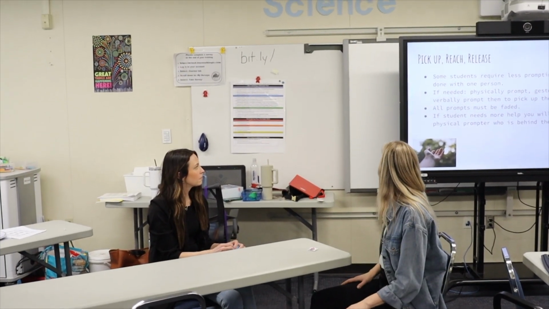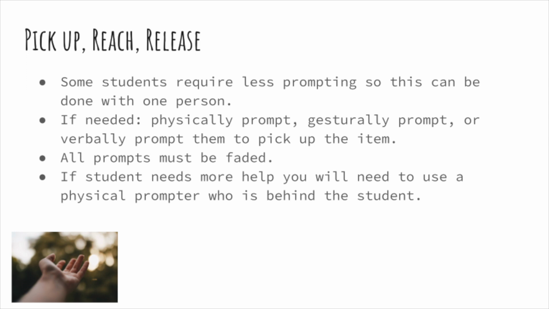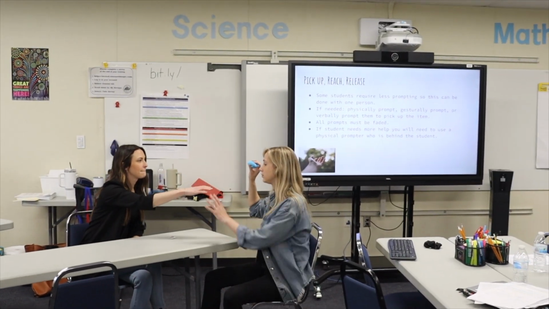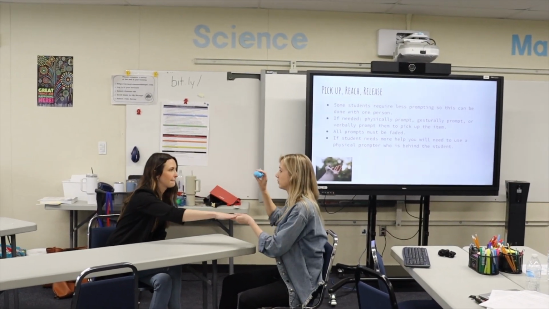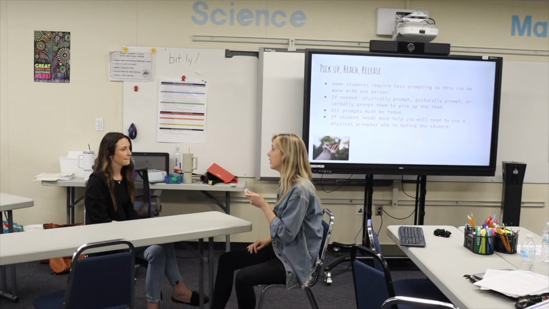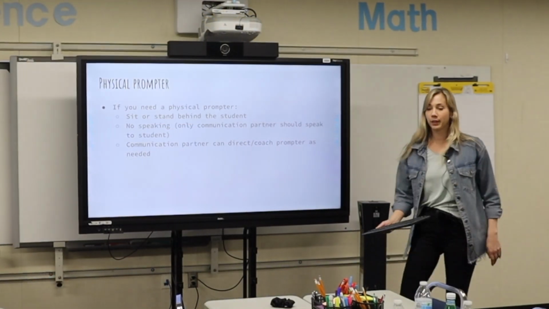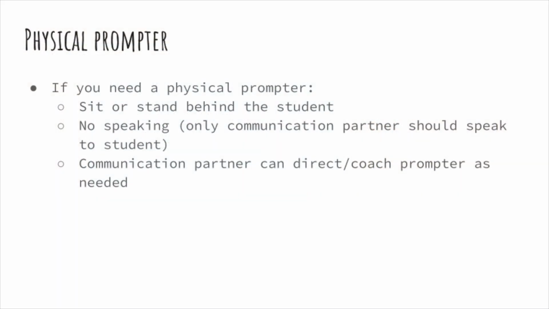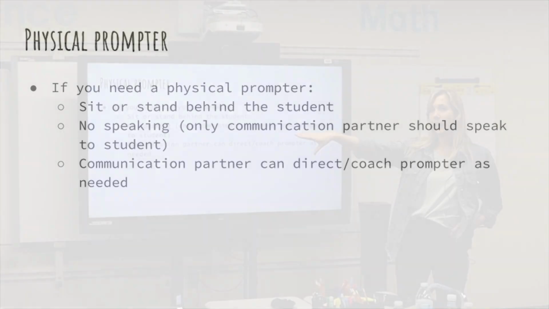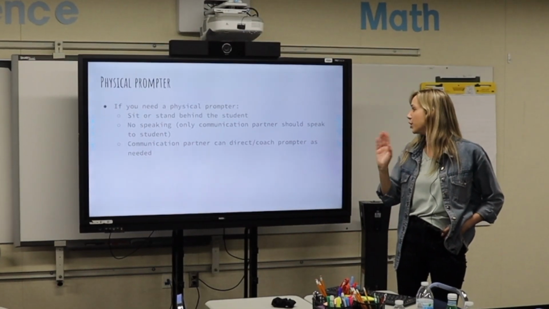Some students will require less prompting, so this can be done with only one person or with the physical prompter. All prompts must be faded. So if you have to verbally entice them because you only have one person, like saying "squishy toy," you're going to want to fade that. And also if you have a physical prompt of the open hand, you're going to want to fade that as well. One big thing about the physical prompter is they should not speak to the student. They just have to stand behind them. The student should only be speaking with the communication partner.